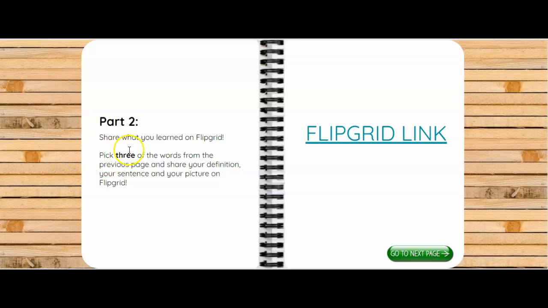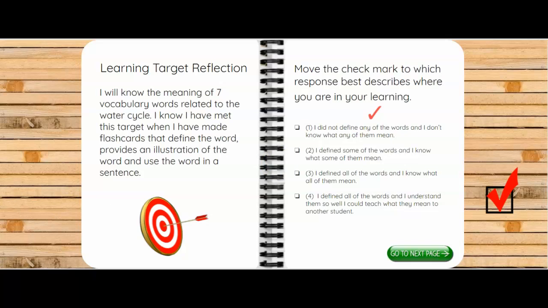You can follow this link over here. Then make sure you come back and reflect on your learning target. Move this check mark. I didn't define any of the words, and I don't know what they mean. I defined some of the words, and I know what some of them mean. I defined all of the words, and I know what all of them mean. Or I defined all the words, and I understand them so well I could teach what they mean to another student. Move this check to where you think you are in your learning.